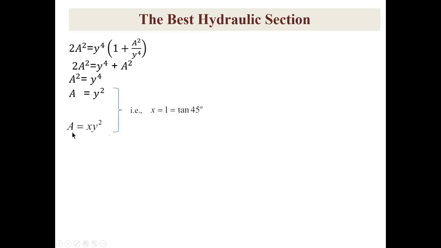From the beginning, we assume that A, the surface area of the triangle cross section, is also equal to x y squared. And in the case of the most efficient triangular section, we see that A equals y squared. These two equations imply that x equals 1, and this is the same conclusion that we had from the previous method.